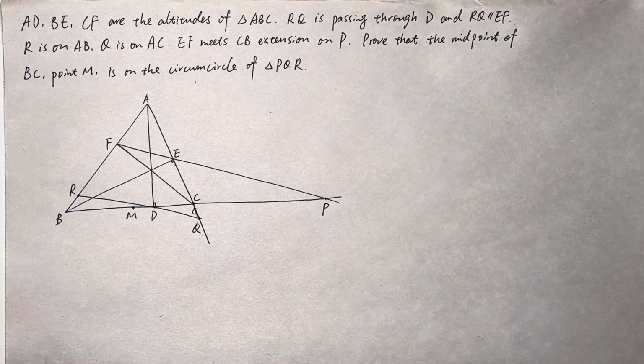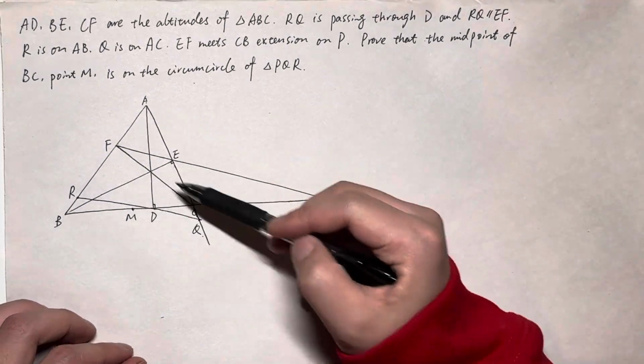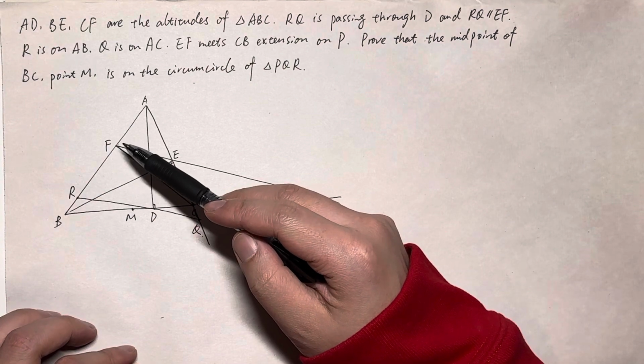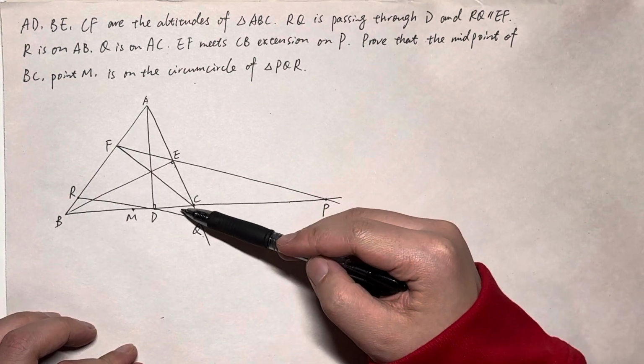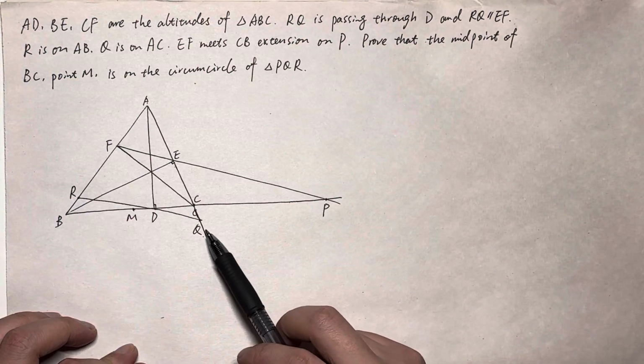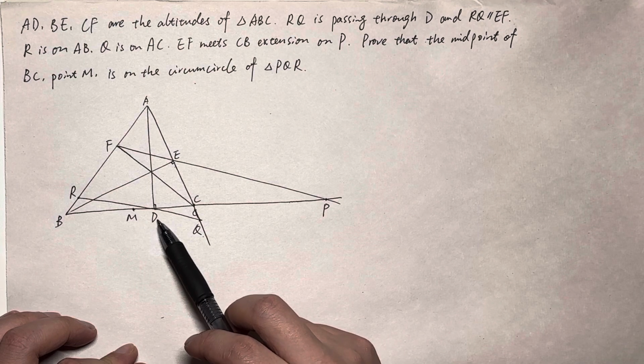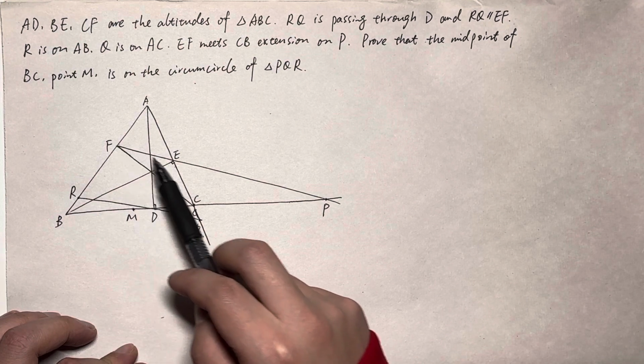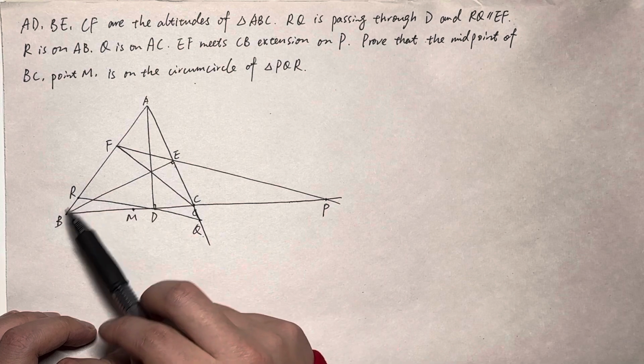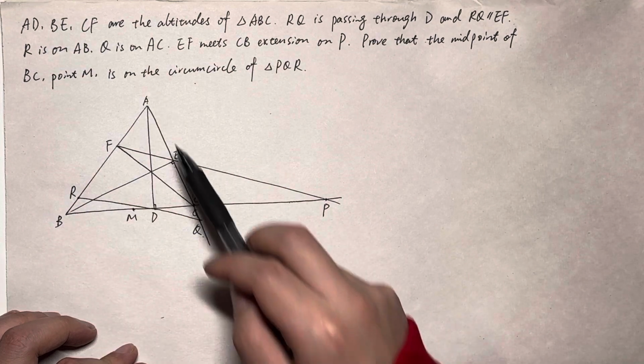Here is a problem. AD, BE, CF are the altitudes of triangle ABC. RQ is passing through D, and RQ is parallel to EF. R is on AB, Q is on AC.